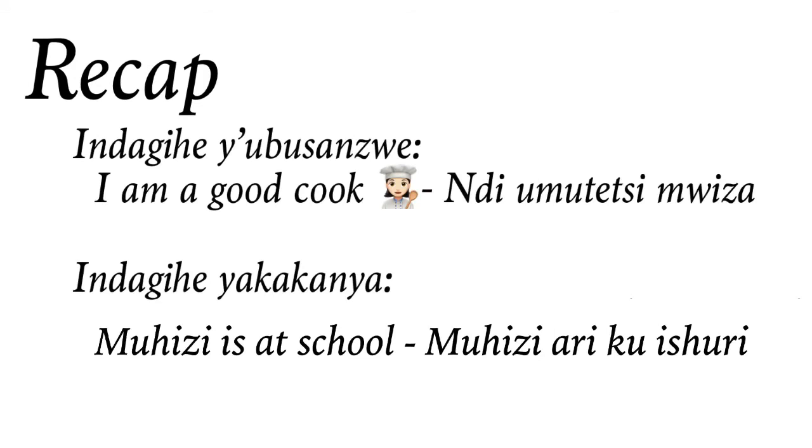So before we start, let's take a quick recap of what we learned in the last video. As we've seen, Indagihe y'ubusanzwe, Indagihe y'aka kanya, it is present tense in English. So starting with the first example, I'm a good cook means ndi umutetsi mwiza in Kinyarwanda. Ndi umutetsi mwiza. The second one is Muhizi is at school. In Kinyarwanda it's Muhizi ari kwishuri. Muhizi ari kwishuri. We don't say ku ishuri, we say kwishuri.